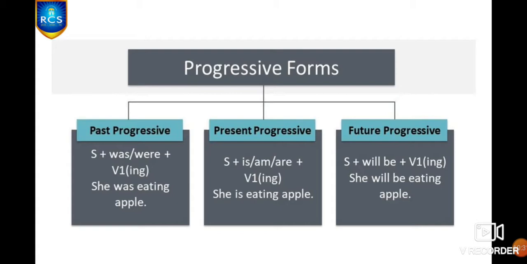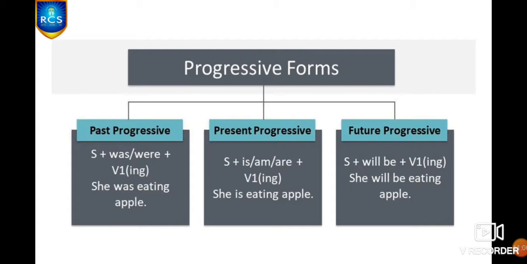And let me tell you once again the form of the continuous tense. Progressive form, it is nothing but the continuous tense, right? That is an action that is in progress. First one is past continuous, subject plus was or were plus first form of the verb plus ing. She was eating apple. And next present continuous, subject plus am, is, or are plus first form of the verb plus ing. She is eating apple.